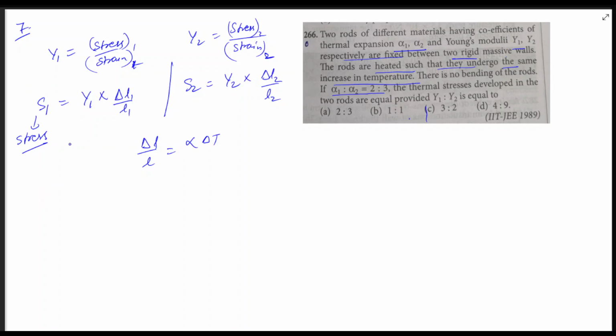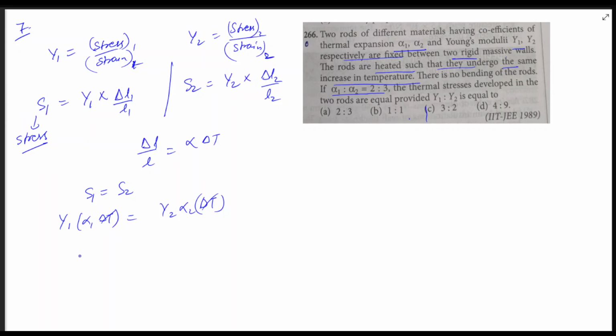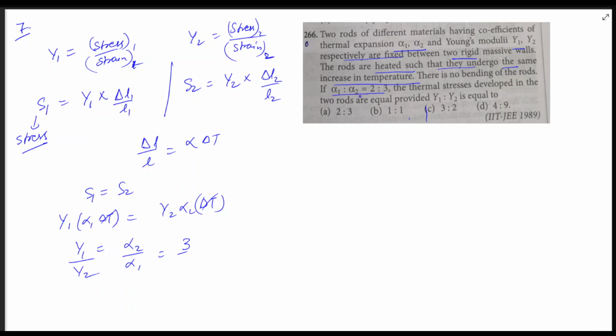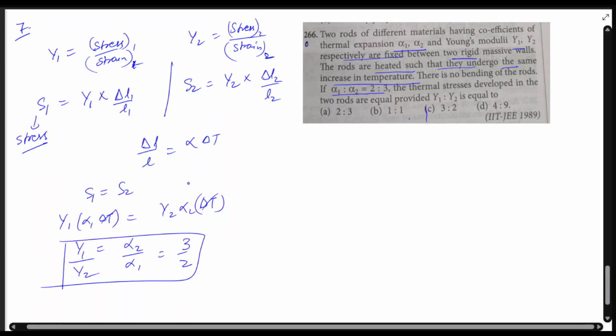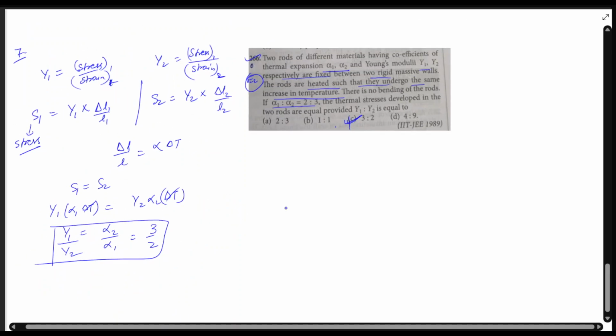The stresses are equal. In the question, it is given S1 is equal to S2, so we will write gamma 1 alpha 1 delta T equal to gamma 2 alpha 2 delta T. The temperature change in both of them will be the same. So gamma 1 by gamma 2 will be simply alpha 2 by alpha 1. And alpha 1 by alpha 2 is 2 by 3, so alpha 2 by alpha 1 will be 3. So this will be our answer. So C will be the option. So it's an easy question. Nothing to worry about here, right?